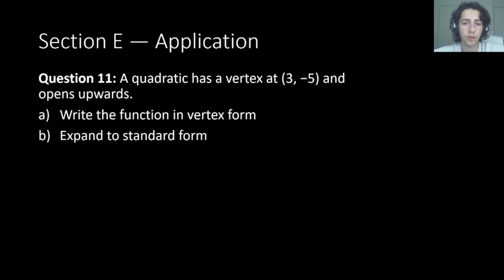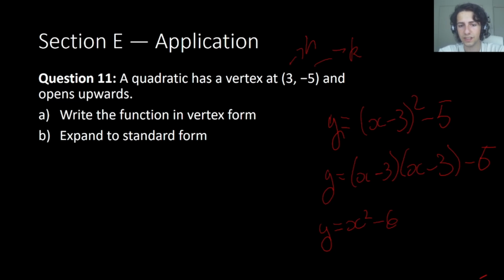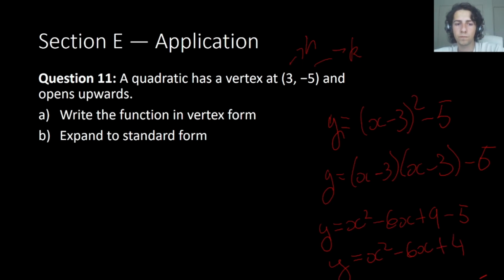So, now let's write the function in vertex form. y is going to be equal to, and again, in vertex form, this here is going to be equal to h, and this is going to be equal to k. So it's going to be x minus 3 squared minus 5. And let's expand this to standard form. Again, we can imagine this as x minus 3 times x minus 3, minus 5. We're going to go a little bit faster here: x squared minus 6x plus 9 minus 5, which is going to be equal to y equals x squared minus 6x plus 4. Now let's move on.